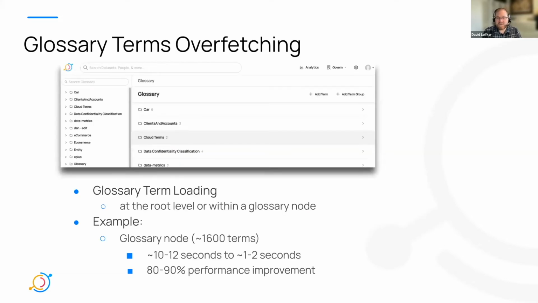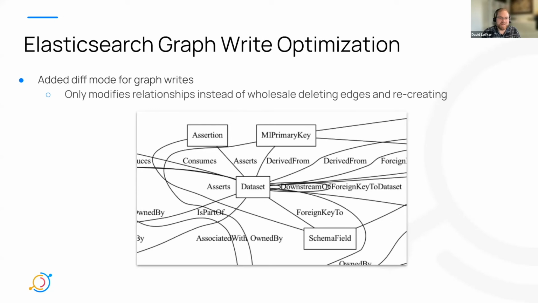Some of the other performance improvements are with glossary terms. There are some customers who have literally thousands of glossary terms on either the terms or even on a single node. So some optimization was done with the way the GraphQL query is structured to prevent fetching information on the parent nodes where it's not needed. It's actually not shown in the UI. By reducing that overfetching of data that we're not actually displaying, we can improve the glossary terms loading by 80 to 90%. So that's much faster.